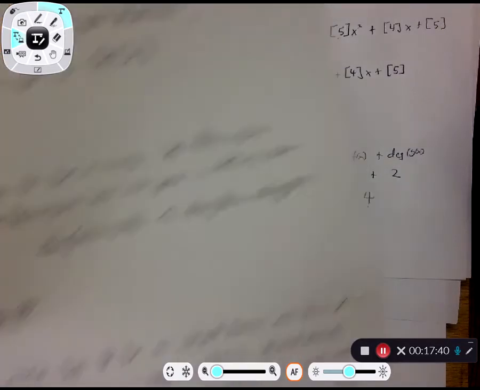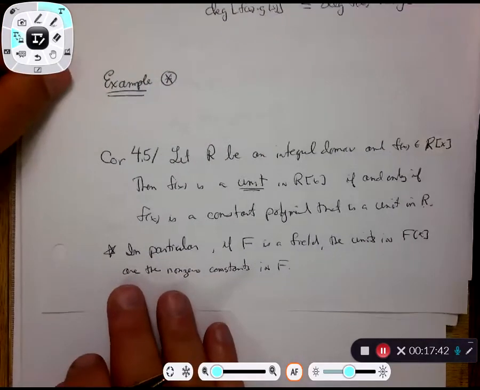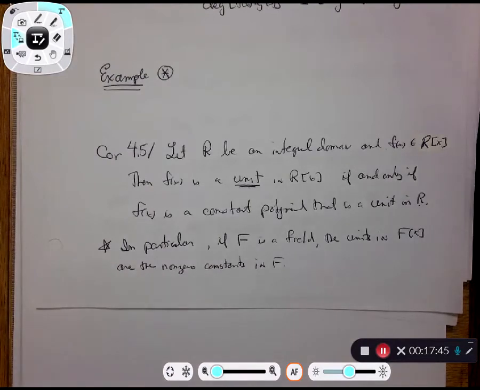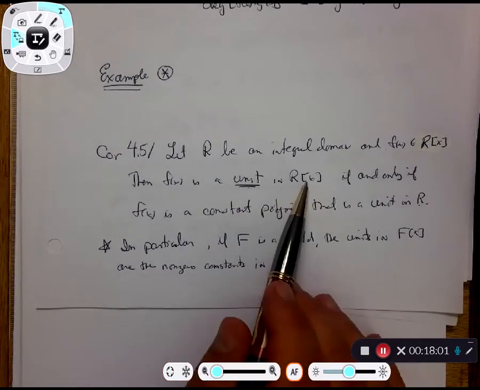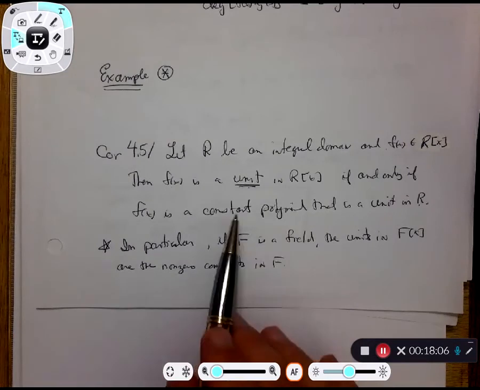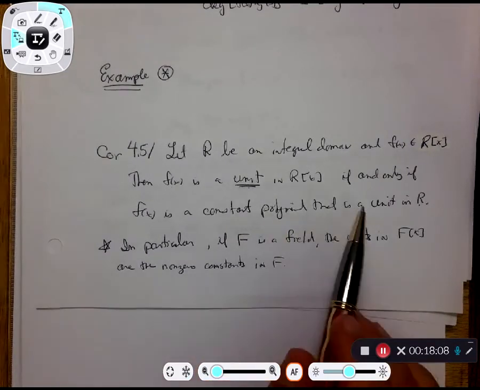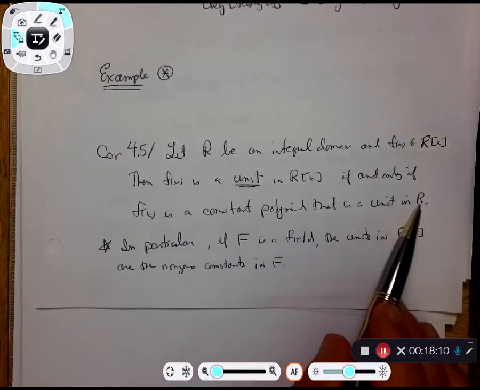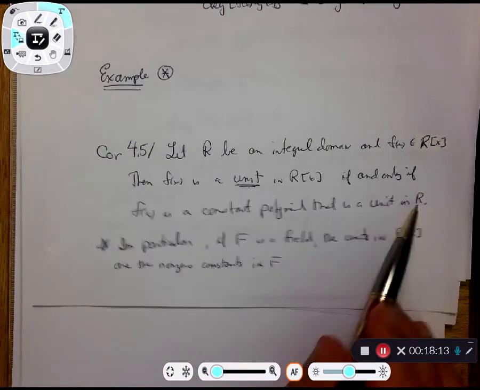So again, the corollary states this: let R be an integral domain, so you don't have to worry about your zero divisors, and f of x is an element of R adjoined x. Then f of x is a unit in R adjoined x if and only if f of x is a constant polynomial that is a unit in R. So the only units in a polynomial ring are going to be the constant polynomials, f of x equals 27 or whatever it is, where that element that you're equal to is a unit in the actual ring that you're adjoining x to.